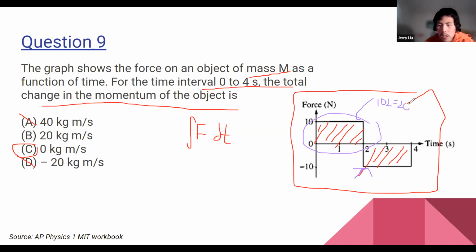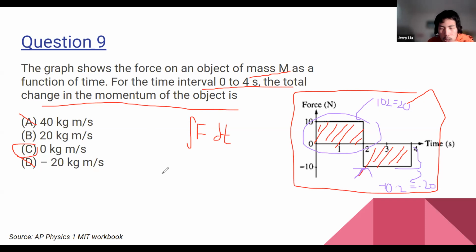But here, since this goes down to -2, you actually have to say that this is 10 times -2. So here, -10 times 2, and then this becomes -20. So you would add these two numbers up, and your total impulse would be 0.